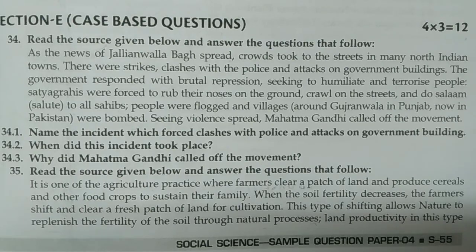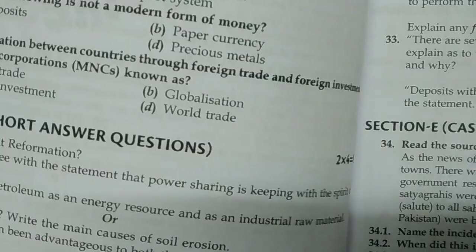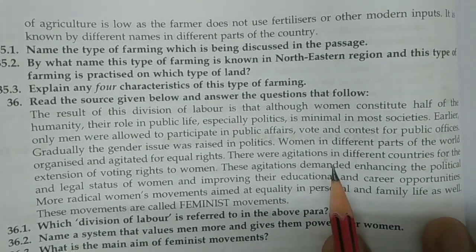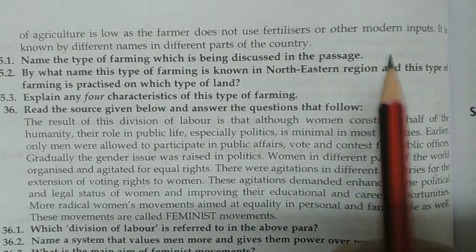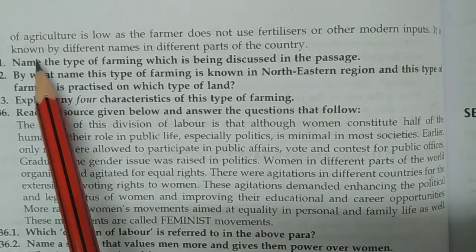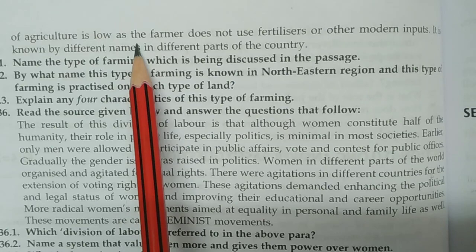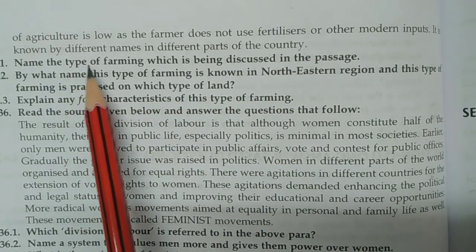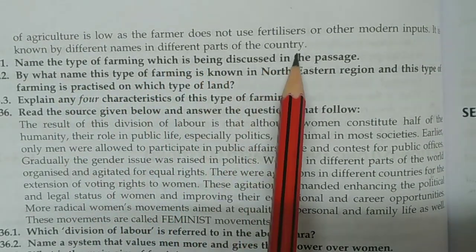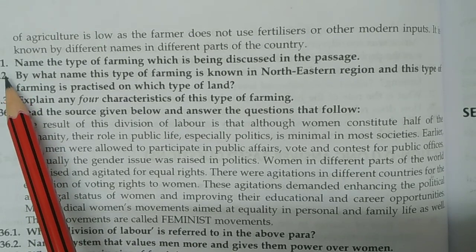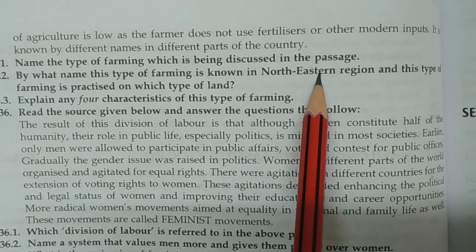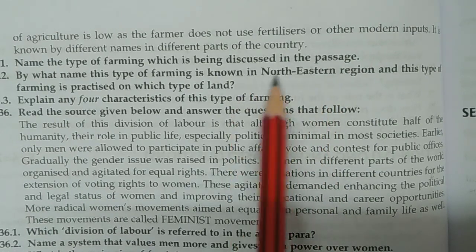Now next there are some questions given on the next page, so I'm just turning the page, then we can easily find them. Now from here it is given that productivity of agriculture is low as the farmer does not use fertilizers or other modern inputs. It is known by different names in different parts of the country. Now its question is given here, 35.1: Name the type of farming which is being discussed in the passage. See how interesting, how easy a question is given.